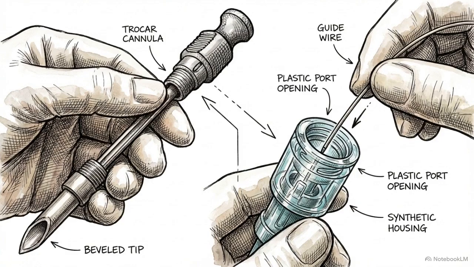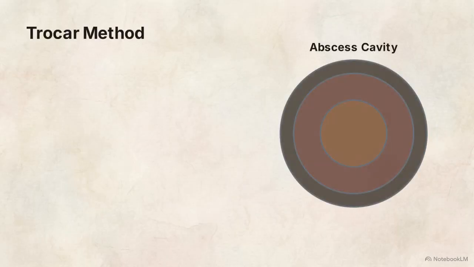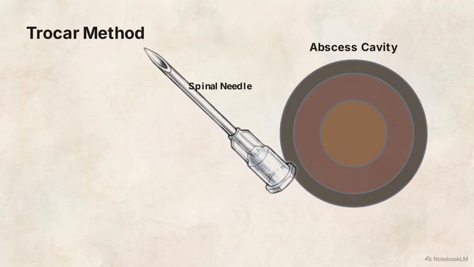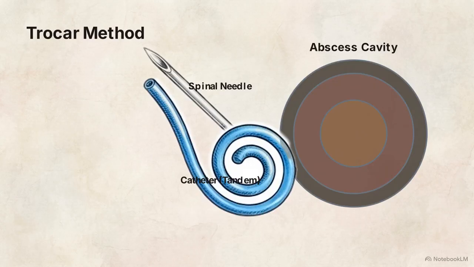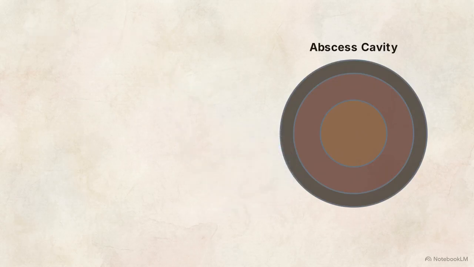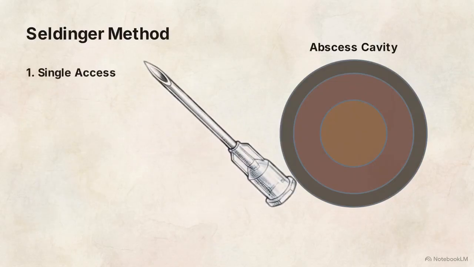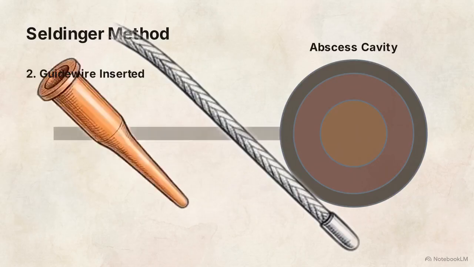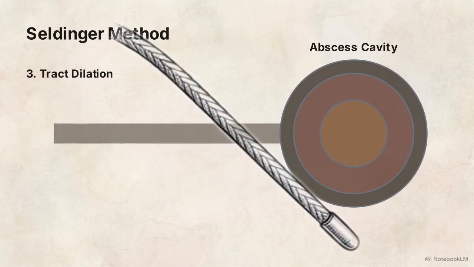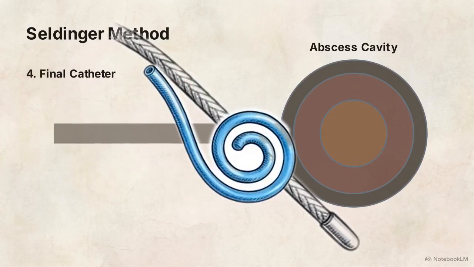Operators rely on two established entry techniques. The trocar method is a direct tandem approach. A spinal needle is placed into the target first. Then, immediately adjacent to that needle, a catheter is forced directly into the cavity. The Seldinger method is sequential. A single needle stick achieves access. A thin guide wire is advanced through the needle, the tract is progressively dilated over the wire, and the final catheter is placed along that established track.